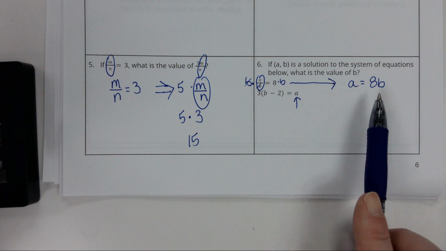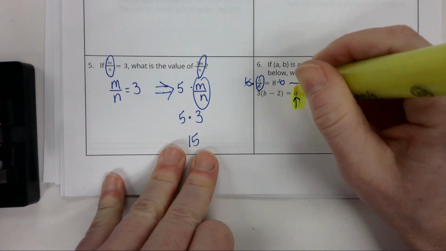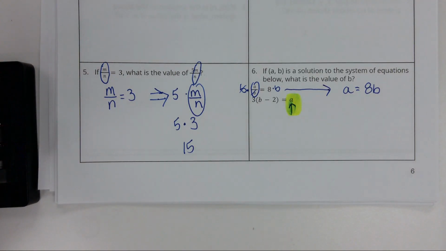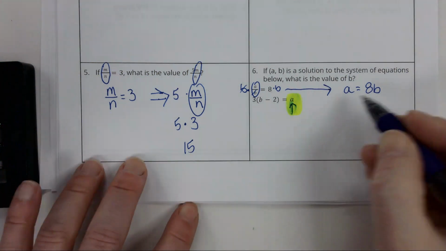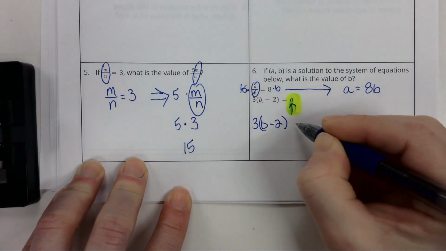Okay, tell me what to do now. I'm going to highlight something for you. Look at that a there. Yeah, sub out the a and put 8b in its spot. So I still have that 3b minus 2 equals 8b.